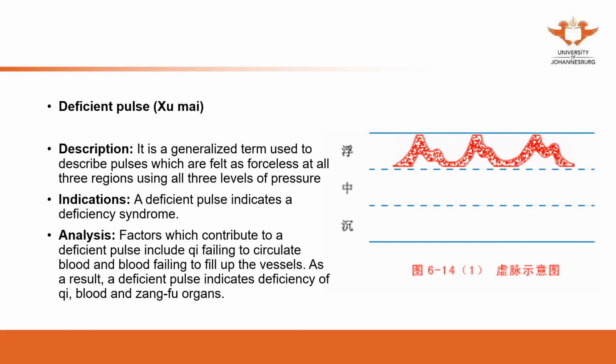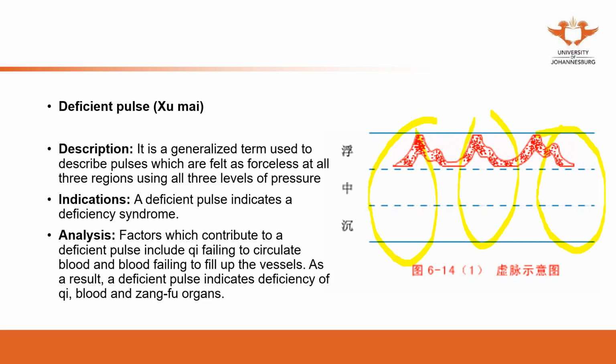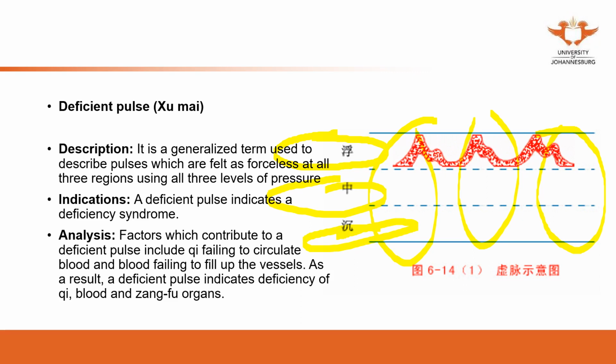Deficient pulse can be felt in three regions. The pulse can be felt in the Cun area, in the Guan area, in the Chi area. The pulse also can be felt at the superficial level, medium level, and deep level. But no matter where you feel it, the pulse will be forceless. So it's not forceful. That's why we say deficient pulse.